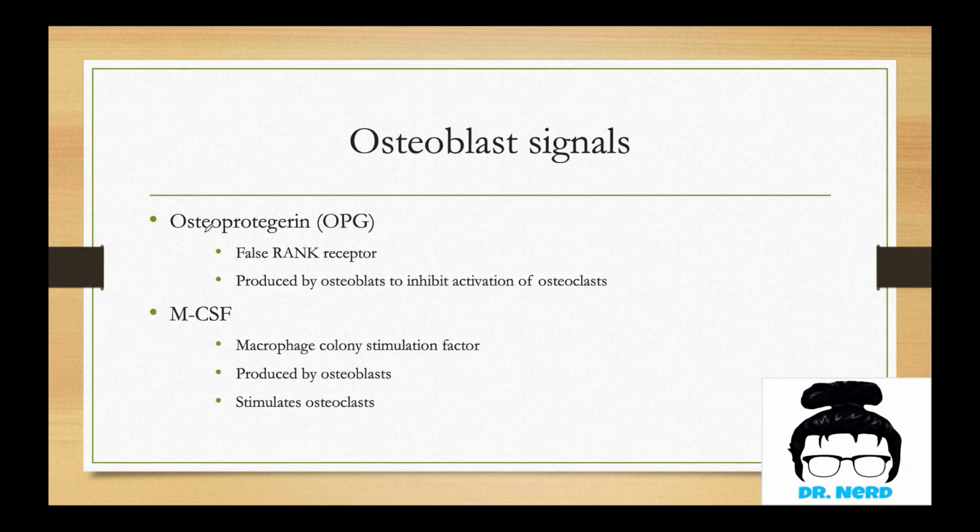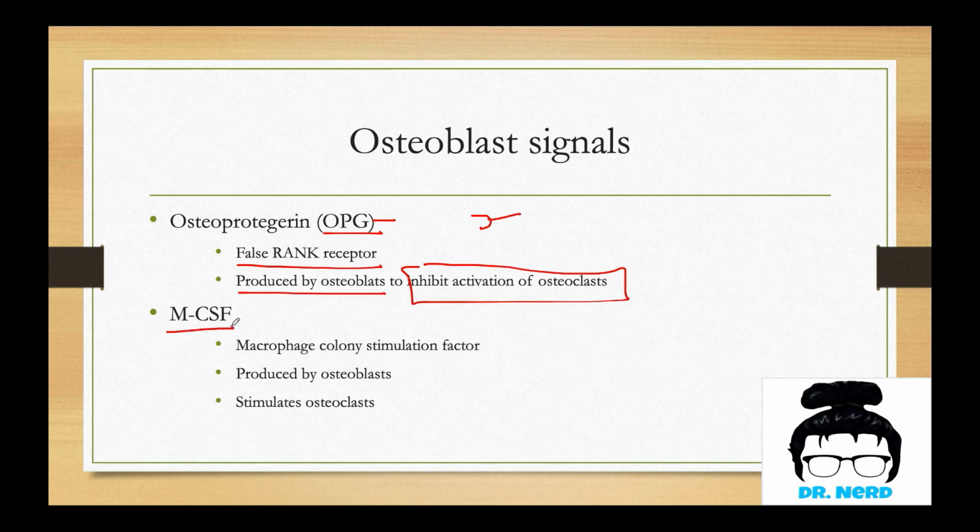Other signals are OPG, which are false RANK receptors produced by osteoblasts to inhibit the activation of osteoclasts. So basically, OPG acts like a fake receptor for the RANKL, and that causes the osteoclast not to be activated. Because what does RANKL do? It activates the osteoclasts. But when we give it a fake receptor, then it won't activate it. And then we have MCSF, macrophage colony stimulating factor, which is produced by osteoblasts and stimulates osteoclasts.